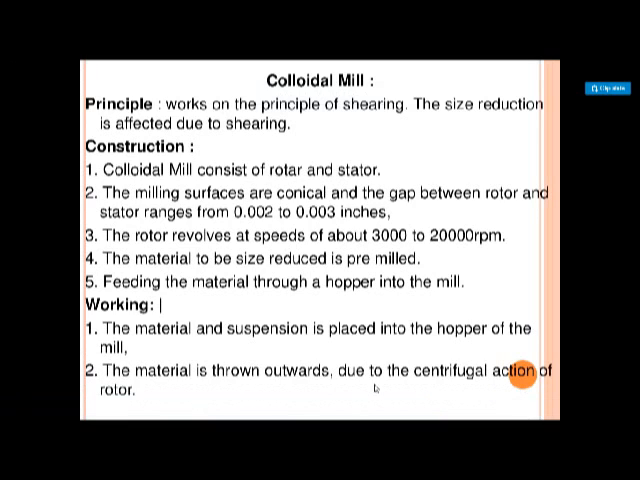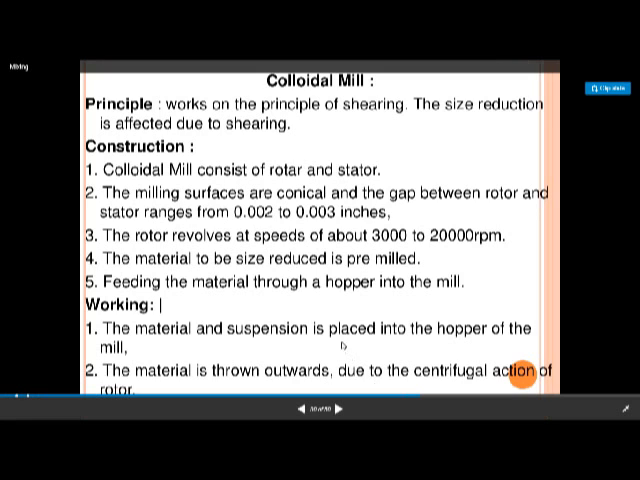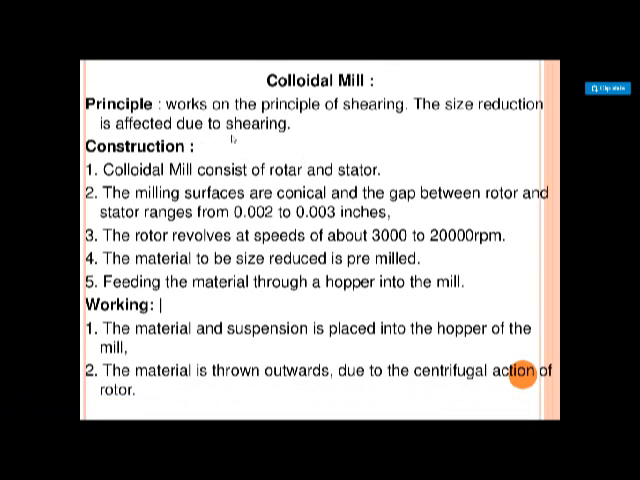Today in this video we'll discuss the colloid mill, which is used for liquid mixing. It works on the principle of shearing, and the size reduction is effected due to the shearing. So this colloid mill is used in the size reduction process, for reducing the size, and for mixing also.